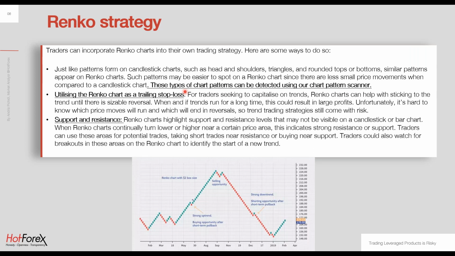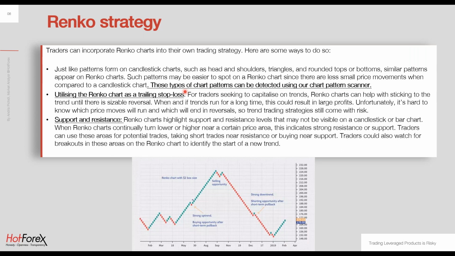Also you can utilize the Renko chart as a trailing stop loss. So it can help you stick to the trend until there is a reasonable reversal. So you can use it as a trailing stop loss. So when and if a trend runs for a long time, this could result in large profits.